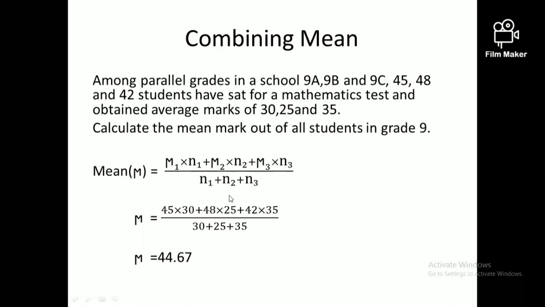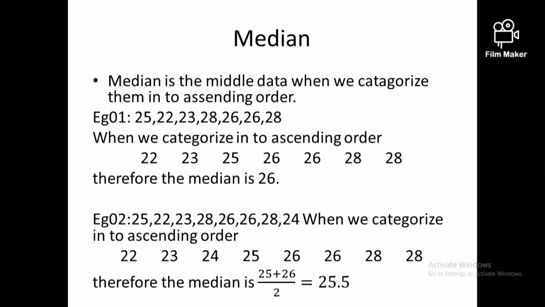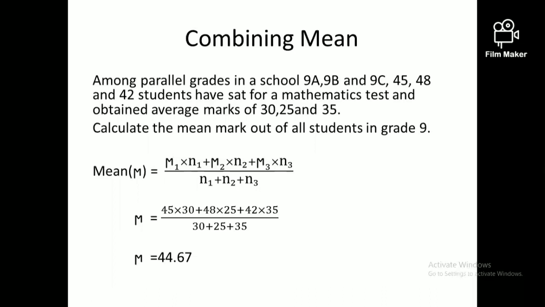Should divide by total number of data. How many information over here? In 9A there are 45 students, 9B 48 students, and 9C 42 students. So you can add the third. Sorry, I think I made a mistake over here. This is not the answer. So you have to add up the number of information. So we will try to do some correction over here.